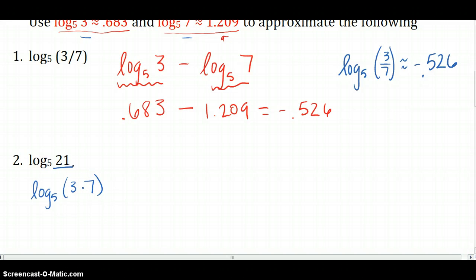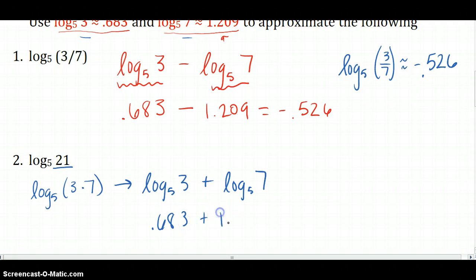Well, using the properties we just talked about, multiplication can be rewritten as addition. So you can rewrite this as log base 5 of 3 plus log base 5 of 7. And then just add 0.683 plus 1.209, which is 1.892. And that's your answer.